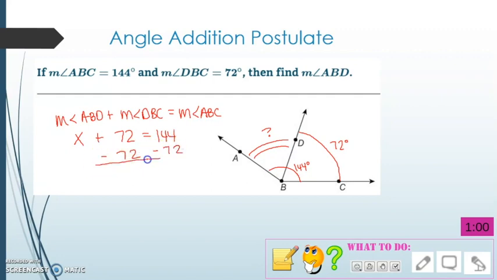So subtract the 72 from each side, and we're left with x is equal to 72. And remember, the x actually represented the measure of angle ABD. That's what we were looking for. So it turns out that D gives us the angle bisector. BD is our angle bisector.